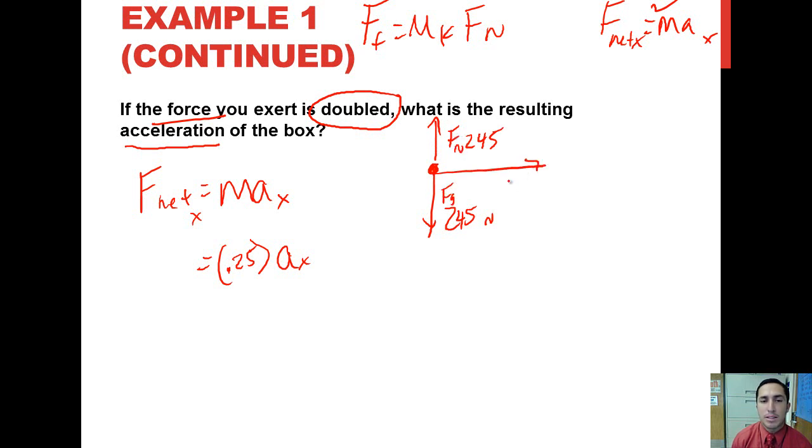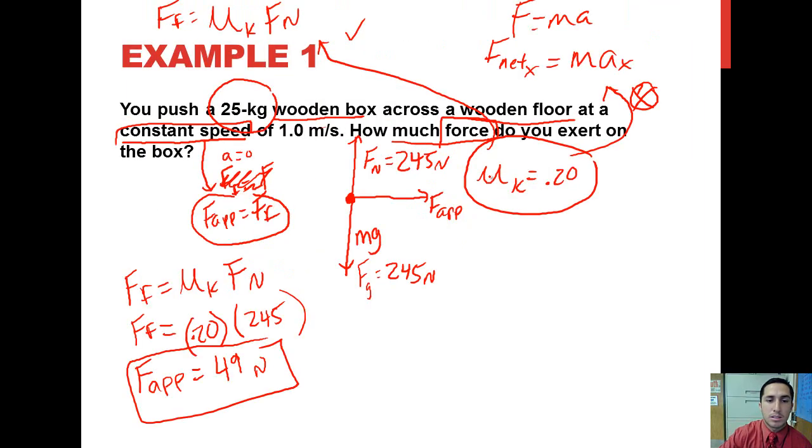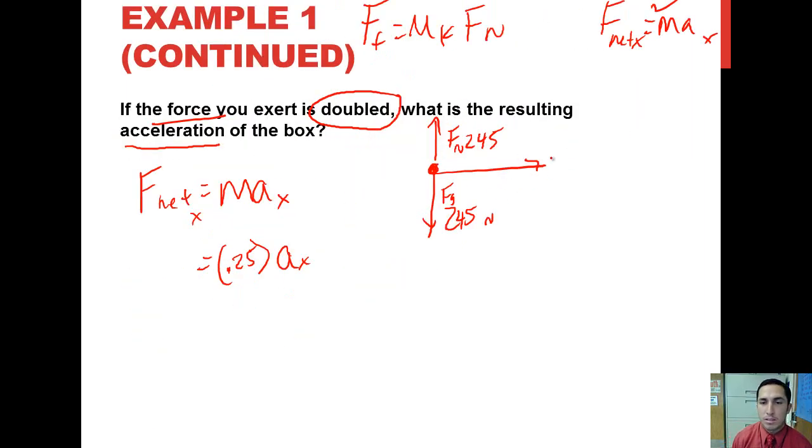Your force applied was 49 newtons, but we're going to times that by 2 because it says doubled. And your friction force, because it was constant, is the same as 49, because your force applied is equal to your friction force when this object was moving at a constant speed. So we do 49 times 2. Enter. You get 98. So your force applied is now 98.